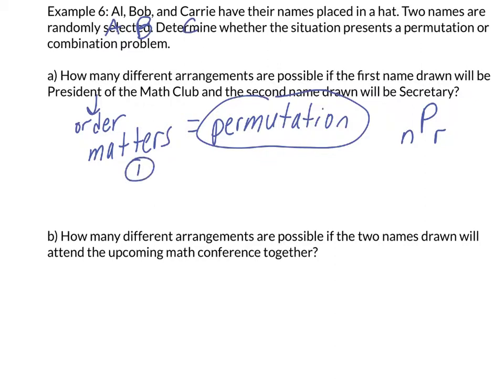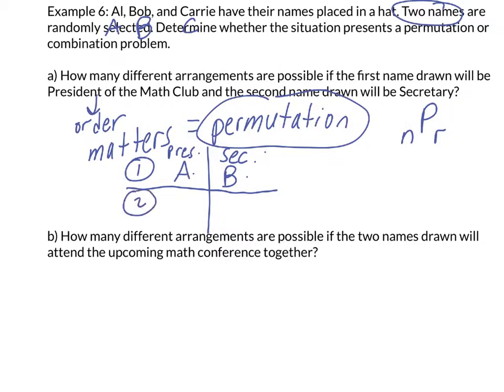So I'm just going to list all the scenarios that could occur. So remember, the first name we draw is president. I'll put pres to abbreviate president. And the second name we draw is secretary. So the first scenario is we could draw Al's name first and Bob's name second from the 2 names we draw from the hat. In that scenario, Al would be president, whereas Bob is just secretary.